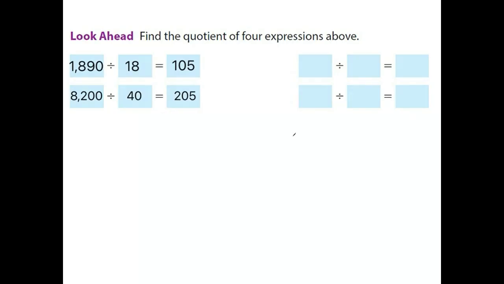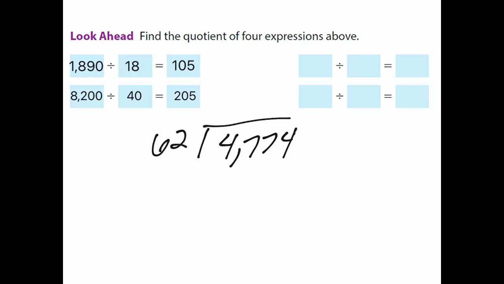So let's do one a little more complicated. Let's do 4,774 divided by 62. Well, I can't obviously put it into 4. I can't put it into 47, but I can put it into 477. Well, goodness, what am I going to do then? Well, let's think of 480 and 60. 48 divided by 6 is 8.